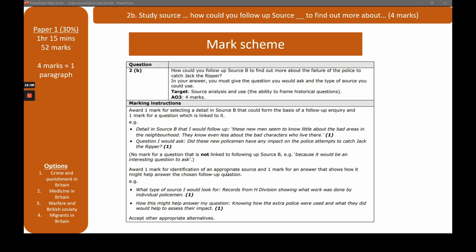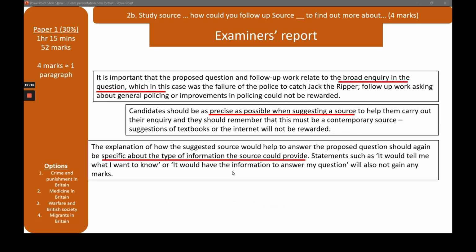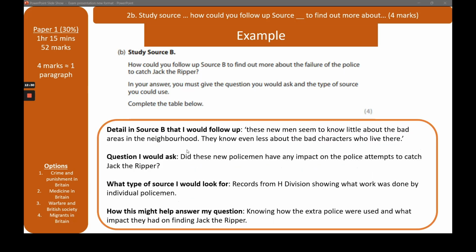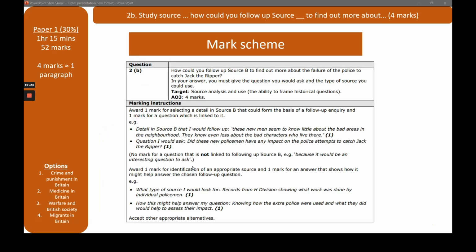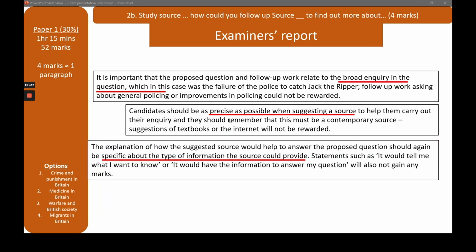And again, the mark scheme is pretty similar to the first question. It gives examiners examples of things that people could say. The examiner's report is much more interesting. So the broad inquiry in the question, in this case it was to catch Jack the Ripper, it's got to be focused on that. The question needs to be focused on that. So the question I asked is, did these policemen have any impact on the police's attempt to catch Jack the Ripper? It's got to relate back to that, and the source needs to be as precise as possible.